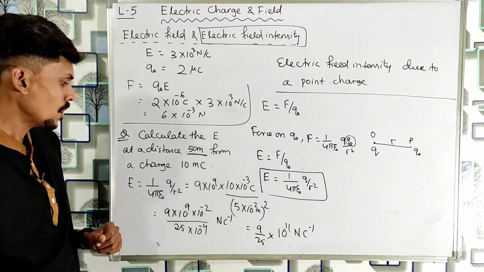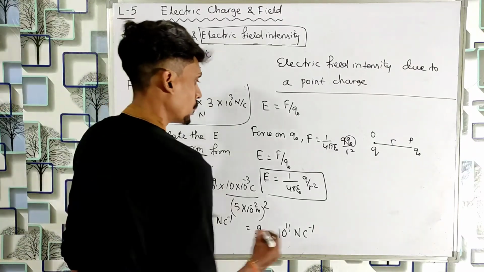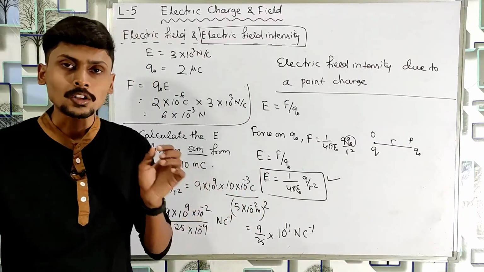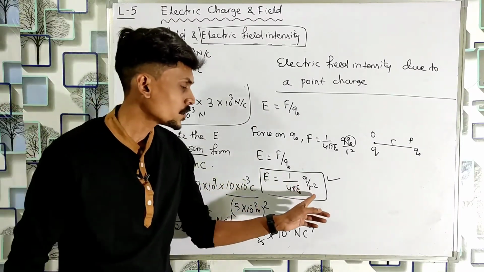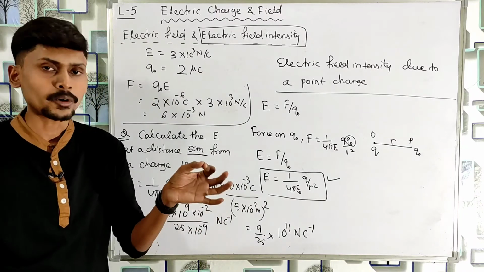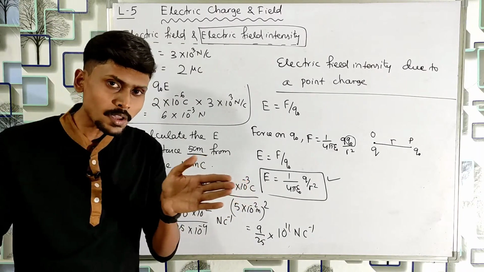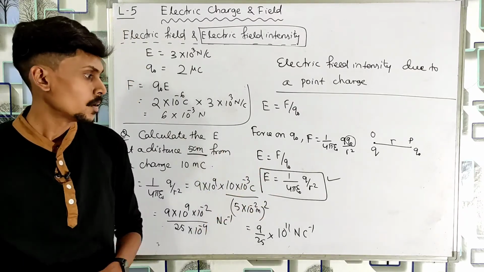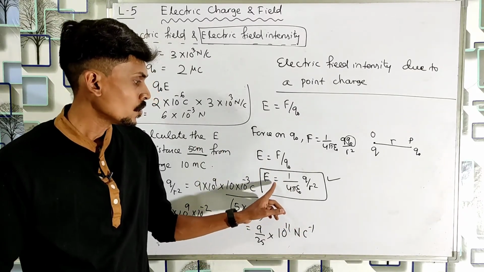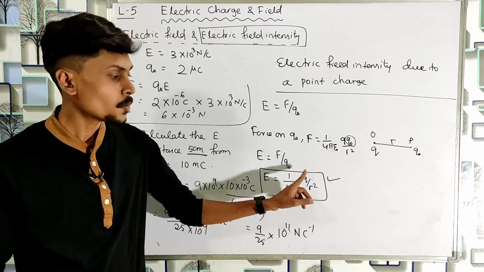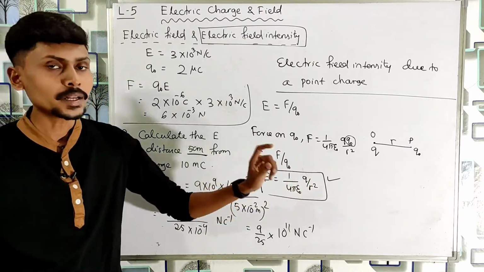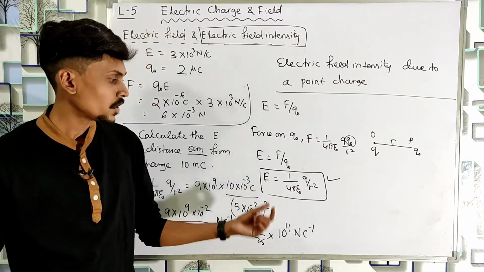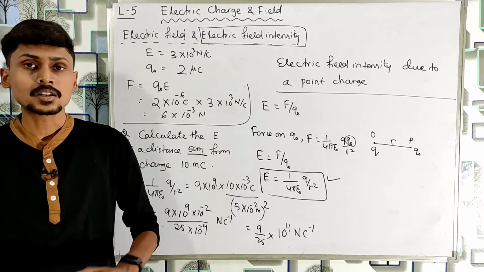Is that clear? So you can see, look at the formula. The electric field intensity also depends on the distance from the charge. If we have a point charge, then if you go away from the point charge, the value of electric field intensity will decrease, because E equal to 1 by 4 pi epsilon naught q by r square. In the denominator we have r square. If the distance increases, then the electric field intensity will decrease, like Coulomb's law.